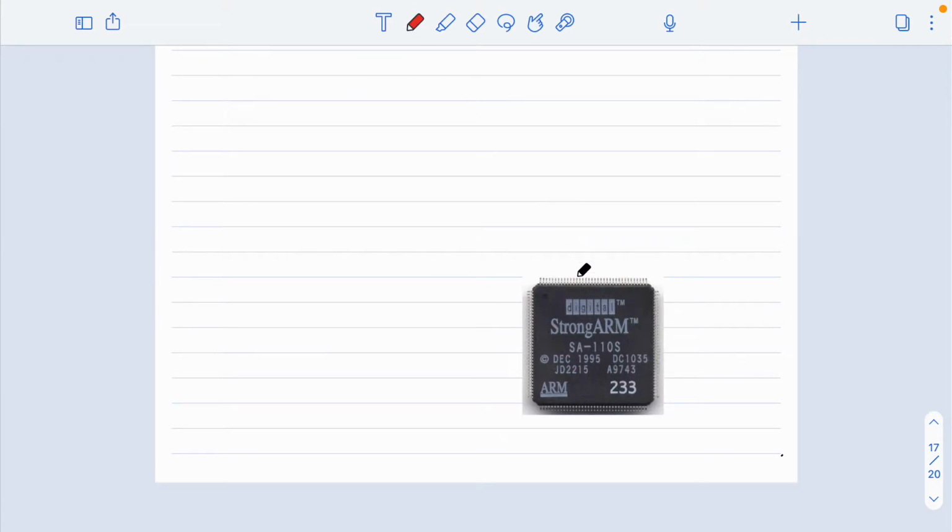Yeah, this is the image of the StrongARM processor that I got from the internet.